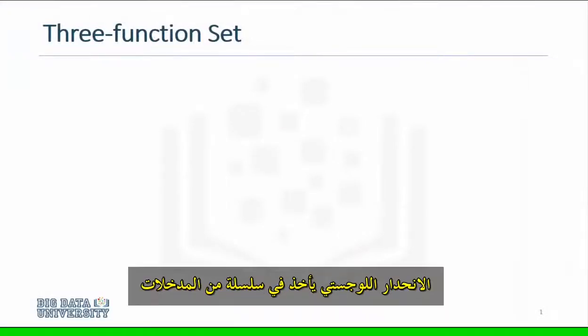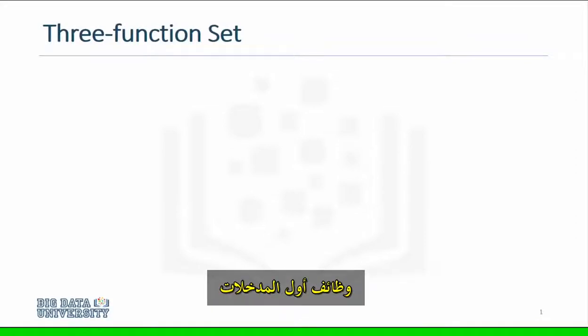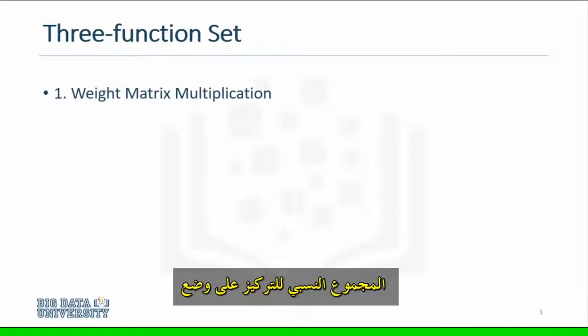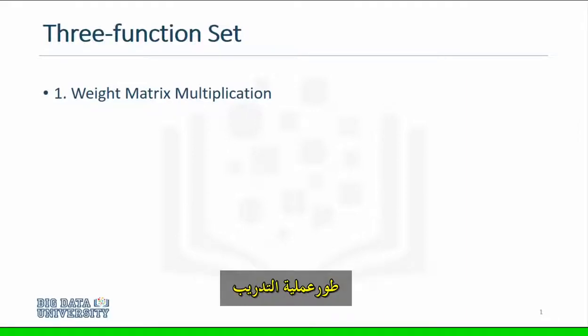Intuitively, logistic regression takes in a series of inputs and passes them through a set of three functions. First, the inputs are multiplied by a set of values known as the weights. The weight values represent the relative amount of emphasis to put on each feature of the input. The model improves its classification ability by gradually updating these weights throughout the training process.